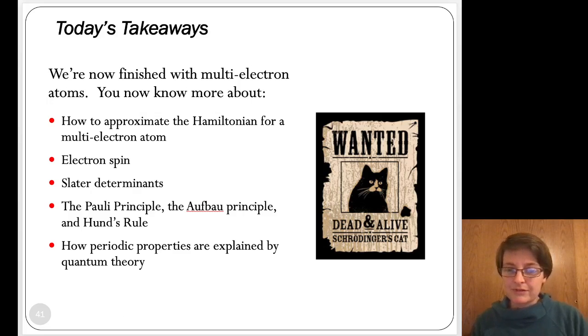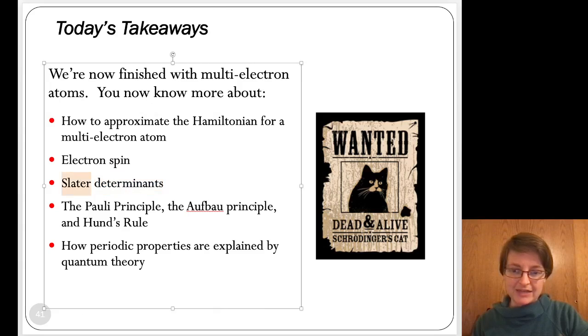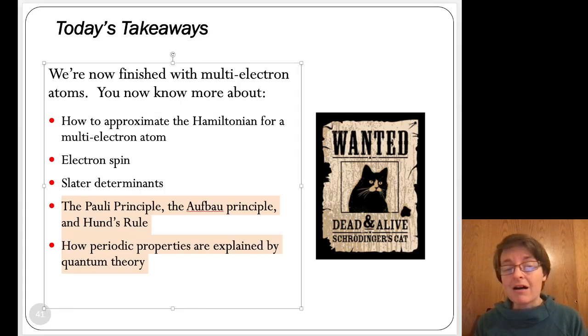We talked very briefly about Slater determinants as a way of helping us systematically navigate how to put together my spatial part of the wave function and my spin function in order to come up with my total wave function for a multi-electron atom. And then we revisited a couple of concepts from GChem that were really important for us in thinking about atoms. The Pauli exclusion principle, the Aufbau principle, and Hund's rule all help us understand how many electrons in an atom would populate an energy level diagram in order to give me my overall electron configuration.